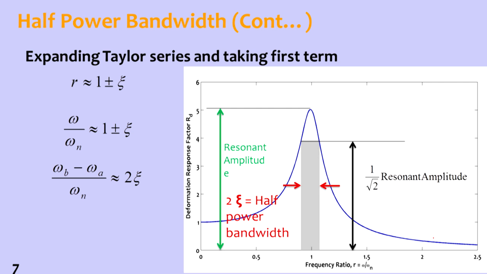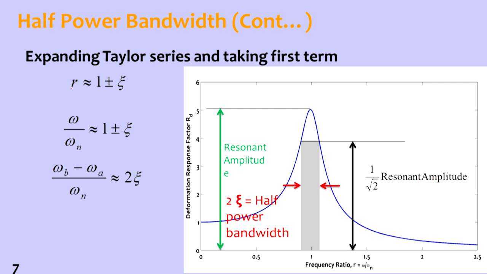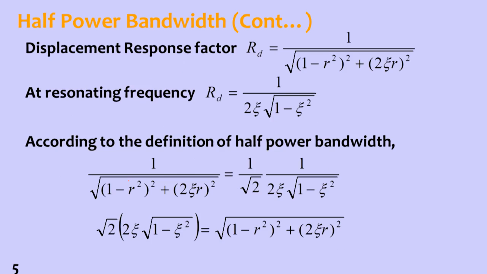By expanding this in a Taylor series, because it is a bracket to the power of minus 1 by 2, that is the square root, it becomes r approximately equal to 1 plus or minus zeta. Here r means omega by omega n, which is approximately equal to 1 plus or minus zeta. If we simplify further, the two roots give omega B minus omega A divided by omega n equal to 2 times zeta. So this is the definition of that.